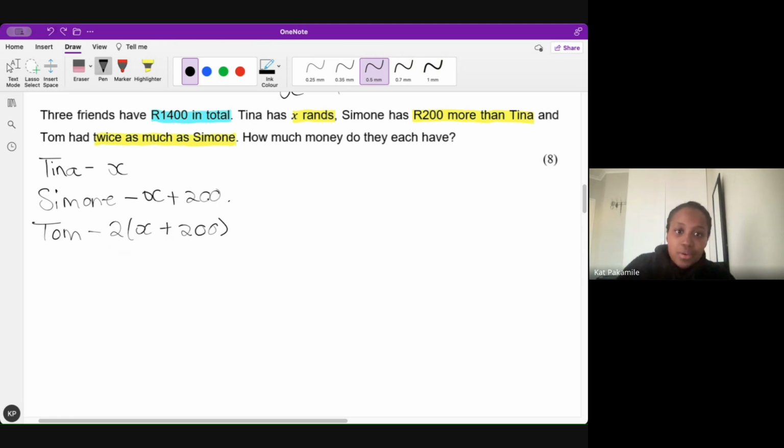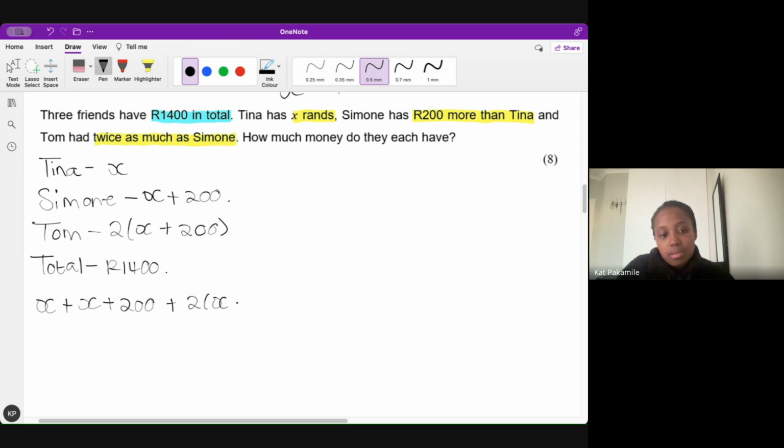Okay. Great. And then we know that in total they have 1,400 rands. Great. And then the question is, how much money do they each have? So let's get going. So then I can say Tina's amount plus Simone's amount, X plus 200, plus Tom's amount, 2 times X plus 200, is equal to 1,400. That is my equation, right? So let's take a look at this equation.